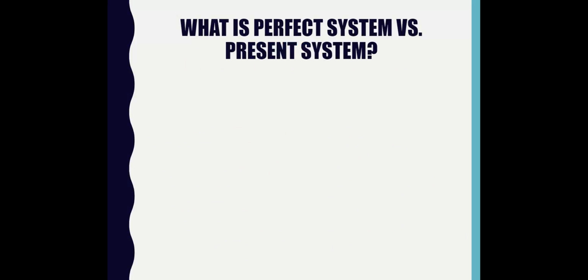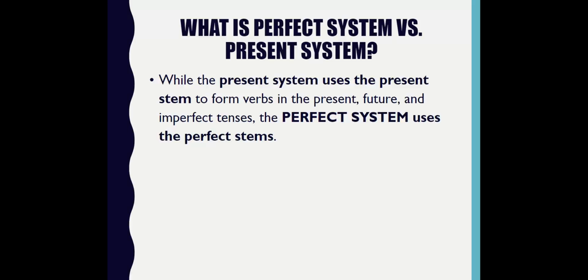So, what is the perfect system versus the present system? Anyways, moving on. While the present system uses the present stem to form verbs in the present, future, and imperfect tenses, the perfect system uses the perfect stems in the plural. All right, meaning that removing the RE and then adding our endings only applies to our present system. We will learn a new stem, or stems plural, for our perfect system.